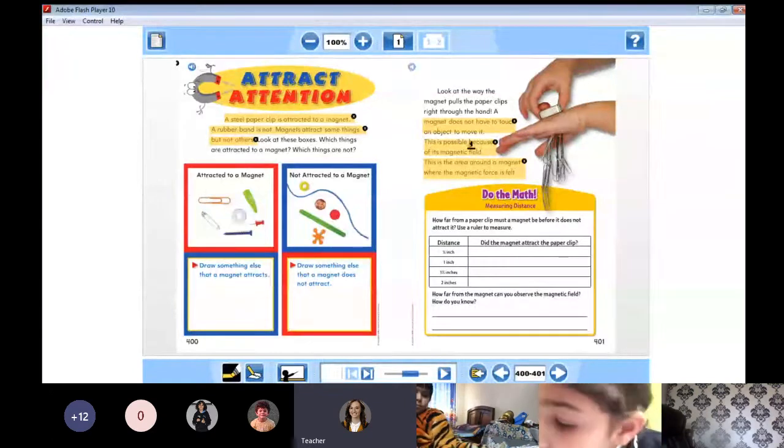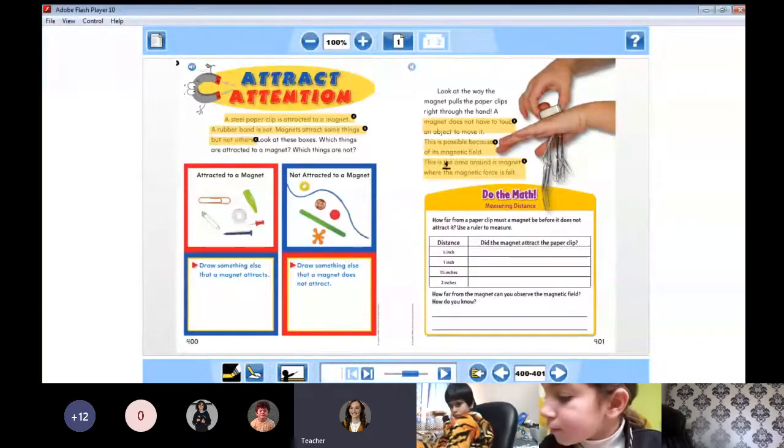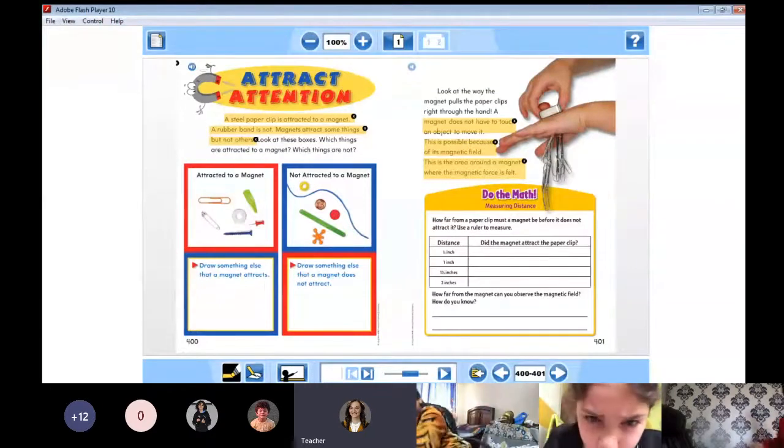What is the magnetic field? It's an area around the magnet where the magnetic force is felt.